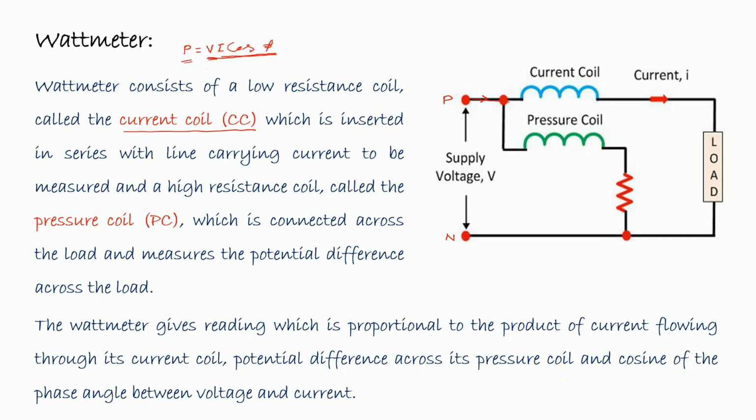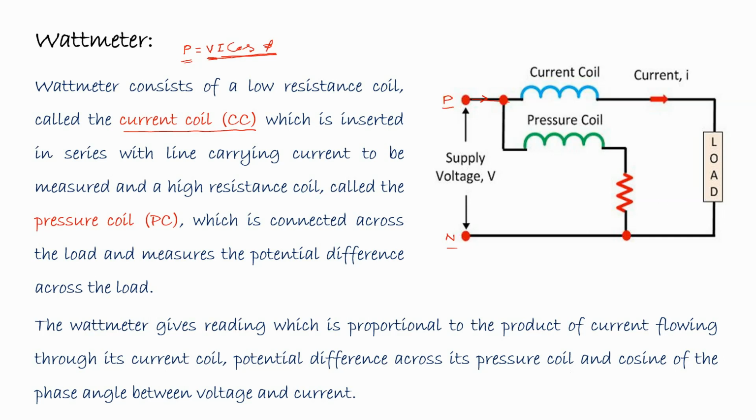But as we have seen, a three-phase circuit may be a three-phase three-wire system or a three-phase four-wire system, where the current can flow through three different phases and there may or may not be neutral terminals. The wattmeter can be connected only between two terminals. For example, here it is connected between the phase and the neutral. So how can the wattmeter be used to measure the power for a three-phase load?